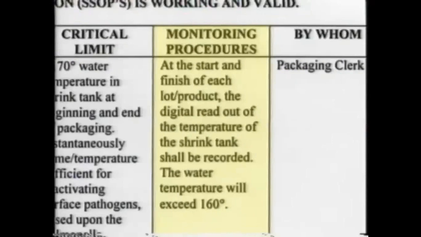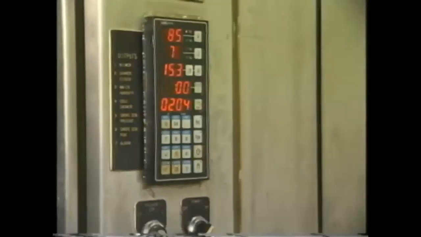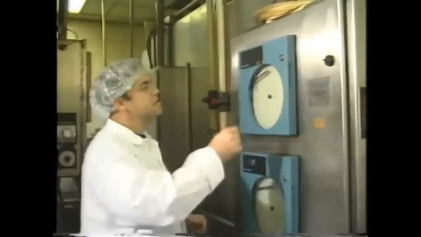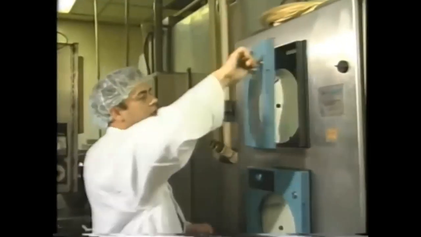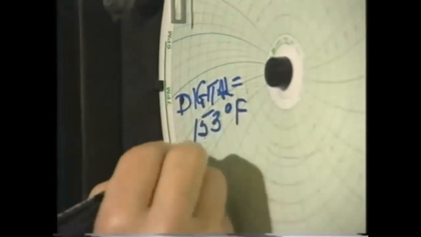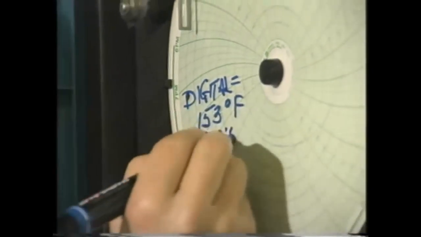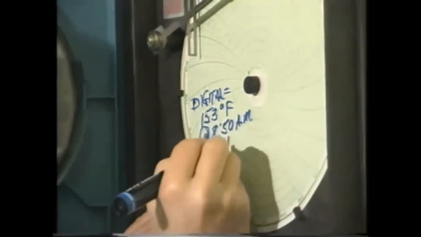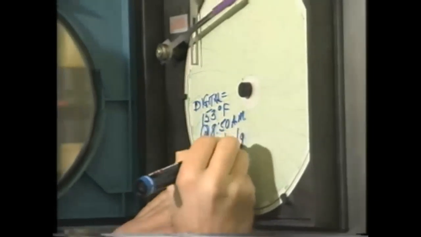a digital recording thermometer, and a continuous chart recording probe. Monitoring procedures for CCP2 involve monitoring the water temperature of the shrink tank at the beginning and end of the packaging process. To monitor CCP1, the smokehouse operator watches for the digital display on the front of the house to reach 153 degrees Fahrenheit. At this point, the employee compares the digital reading to the temperature indicated by the chart recorder on the side of the house and records the date, time, digital temperature, and initials the record, all on the same recording chart paper.